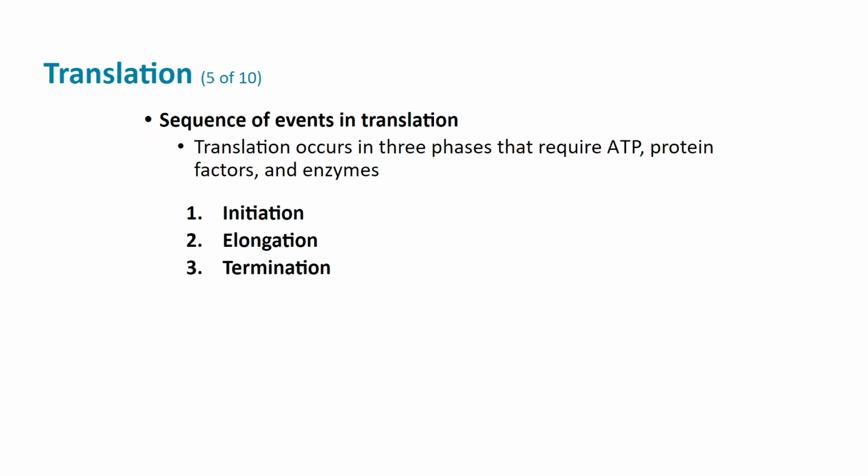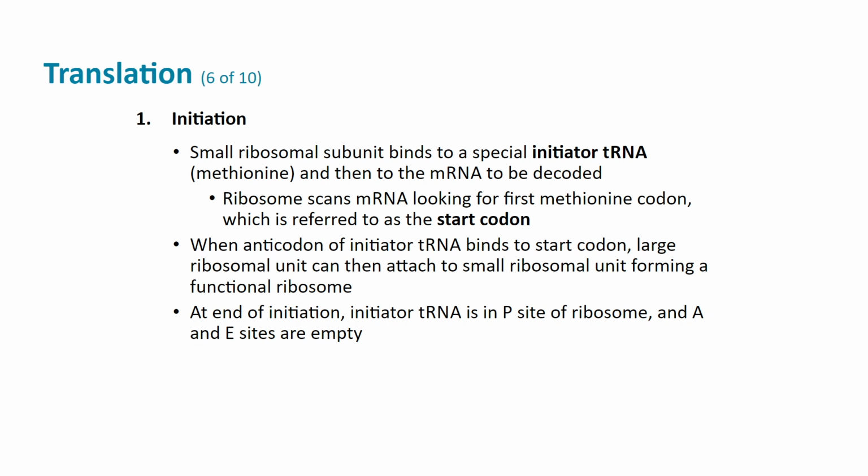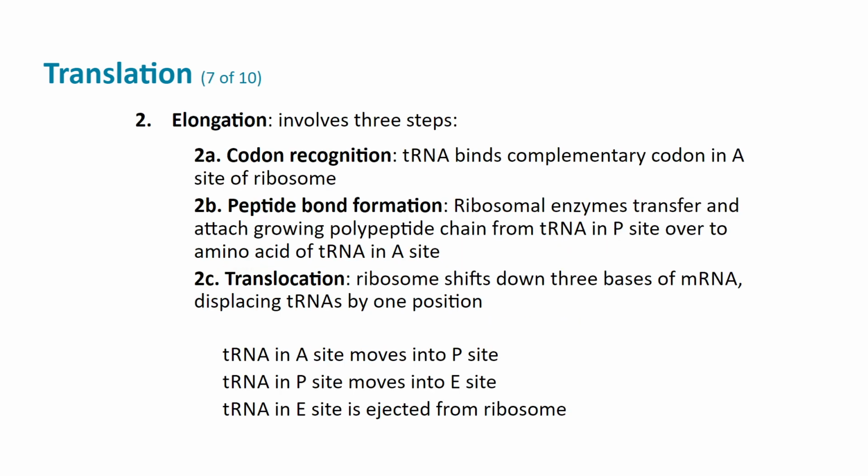If we're looking at translation, we also have the same three processes that we saw in transcription. The sequence of events in translation are initiation, elongation, and termination. Translation occurs in 3 phases, and those 3 phases require ATP, so this is an active process. Initiation also requires a start codon or a start point, and that's also going to rely on an anticodon to bring the right amino acid, which in this case will be methionine.